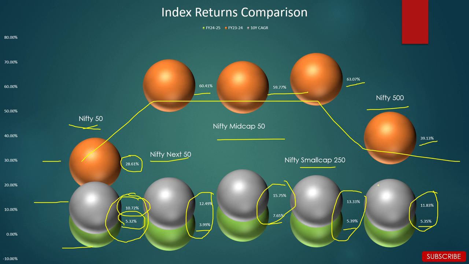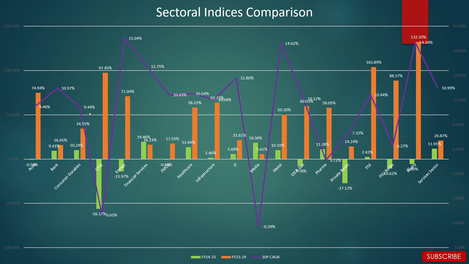So seeing this graph gives a very good idea of how bad that financial year was for the Nifty indices. Now let's have a look at the sectoral indices. So this graph shows the 19 major sectoral indices. Couple of standout performers are financial services. Financial services has beaten the returns of FY 23-24 in the last financial year.